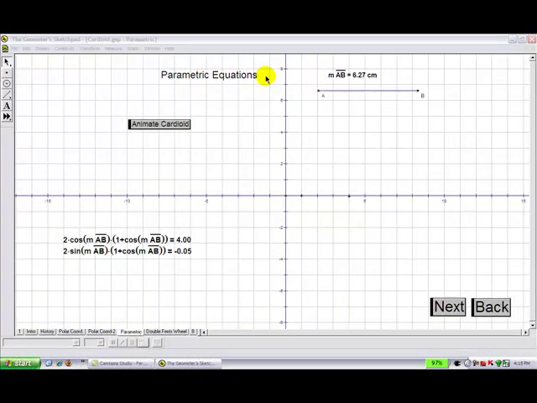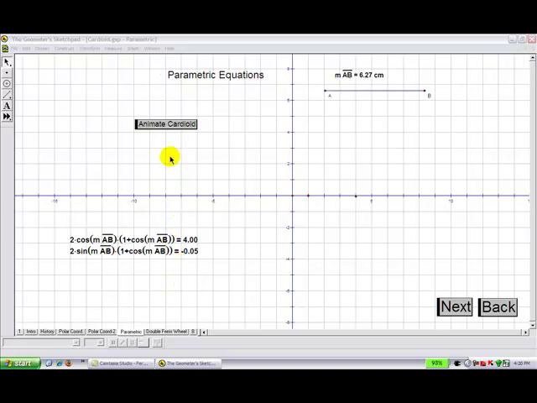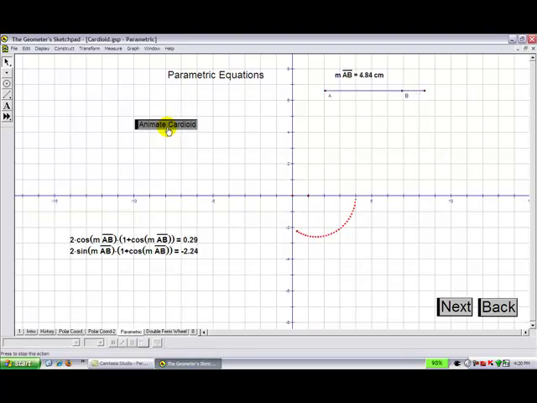Here I will graph and animate a cardioid in parametric equations. I am using a slider with a length of 2 pi and it is labeled AB. Our equations, as shown here, are 2 times the cosine of measure of AB times 1 plus cosine of measure of AB, and the other one is 2 times the sine of measure of AB times 1 plus cosine of measure of AB. And when we graph and animate this equation, our cardioid appears. Pretty cool, isn't it?